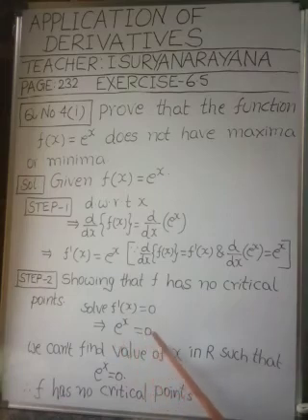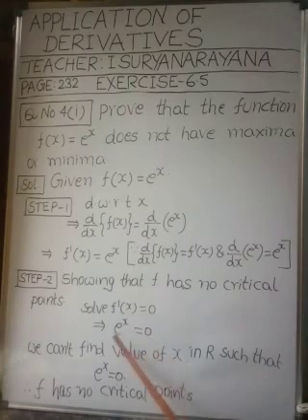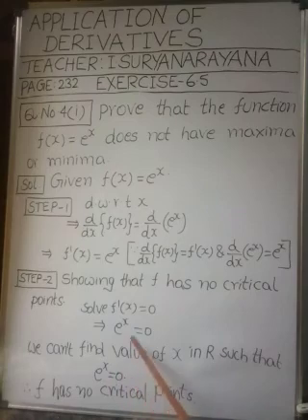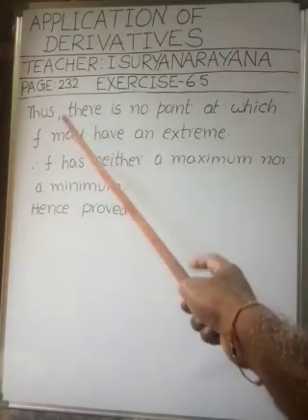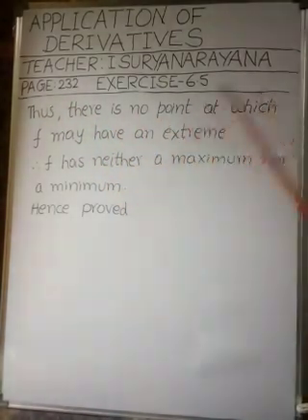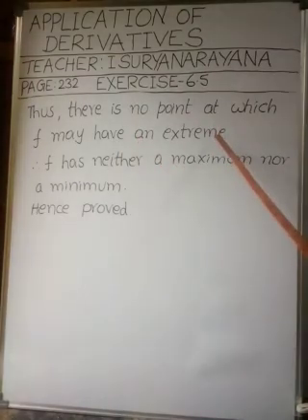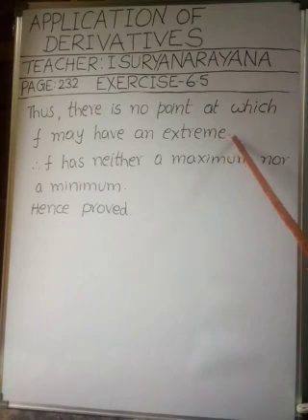So e power x is equal to 0. We got this equation. Okay, my children, if you observe this equation, we can't find the value of x in R such that e power x is equal to 0. Therefore, we can say that f has no critical points. Understood this step, my dear children? Right. Thus, we can say that there is no point at which f may have an extreme. Extreme values means minimum value or maximum value. Okay, my dear children, understood this step?